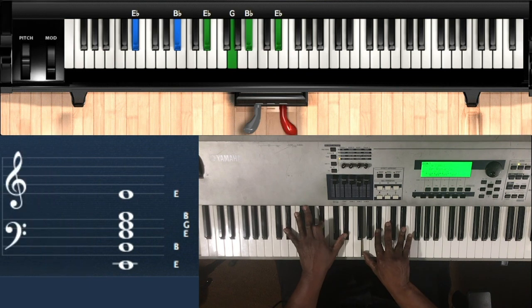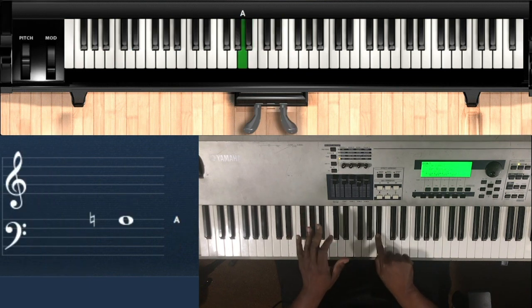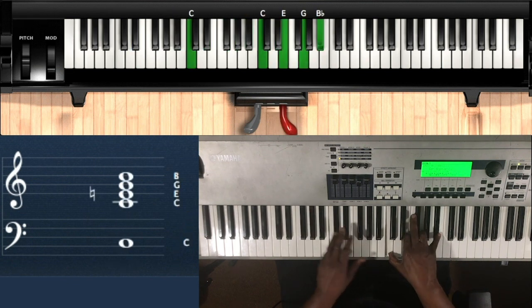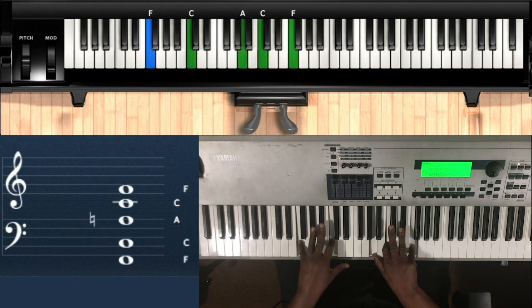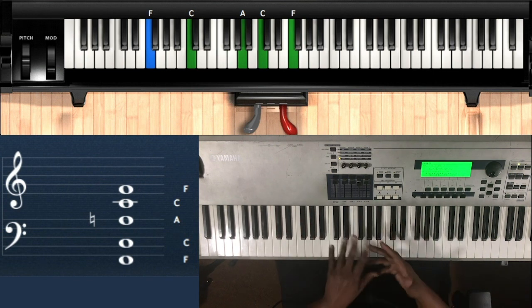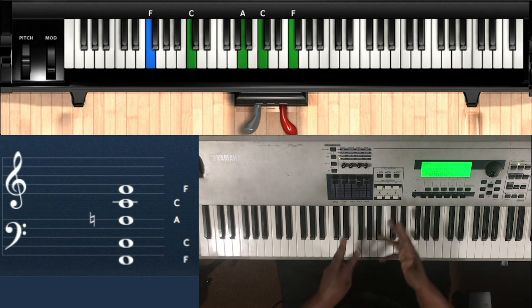Let's try, we want to go to F. 1, 2, 3, 4, 5. And we're in E flat. Here we go. And that's kind of cool, but it's not really hip. So I'm going to show you basically 3 hip ways to really jazz this thing up, okay? This is a jazz academy.